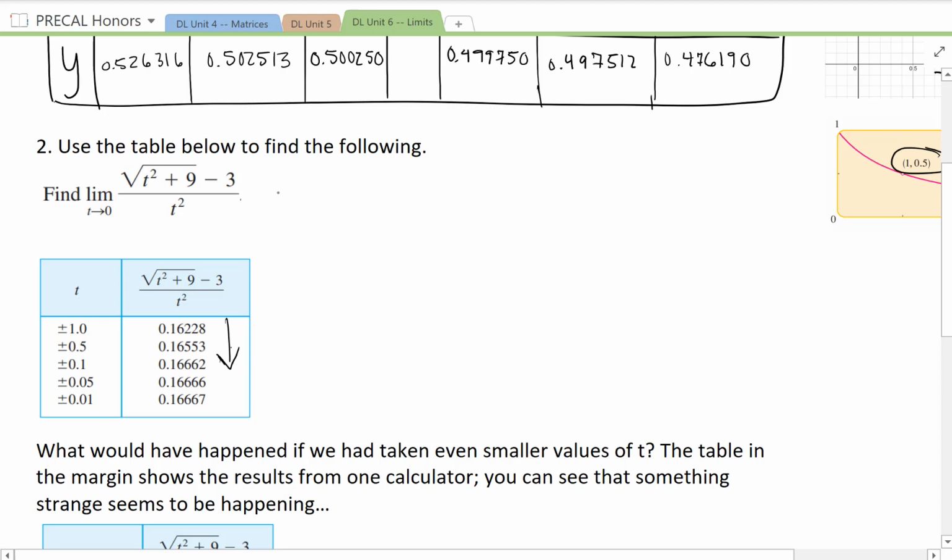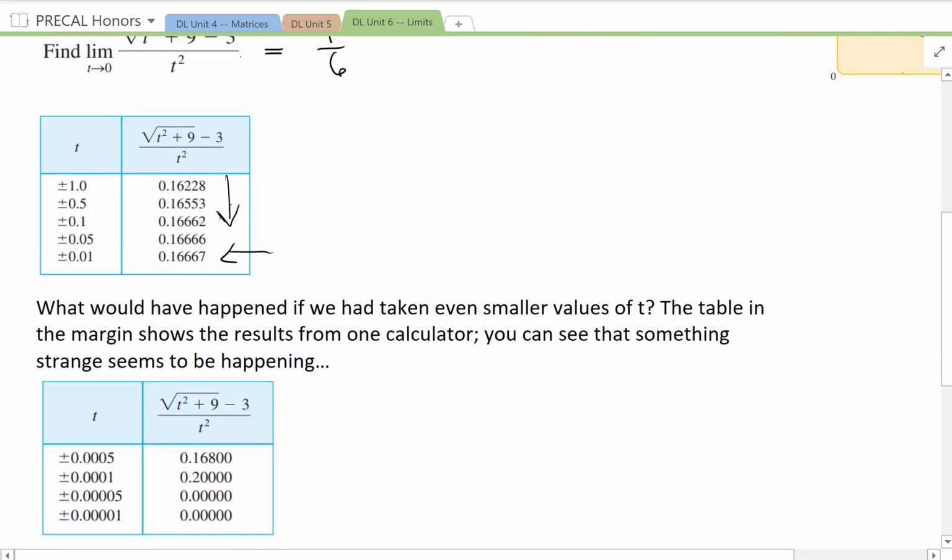And it looks like it's approaching this number, 0.166666666, repeating. That number as a fraction is 1/6. Great. So the limit of this function is 1/6. But what would have happened if we had taken even smaller values of t? Smaller and smaller and smaller values should give you a more accurate answer of what f of x is approaching.